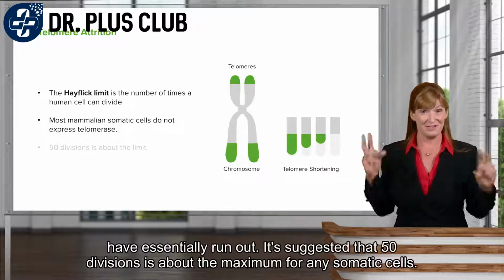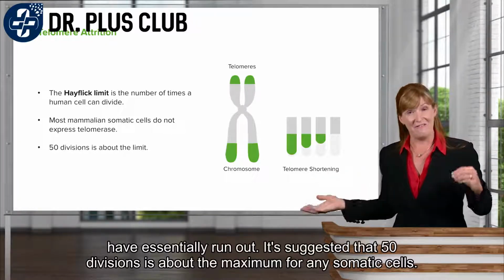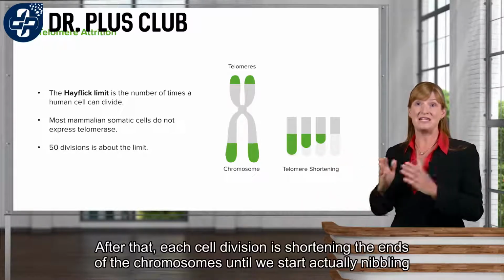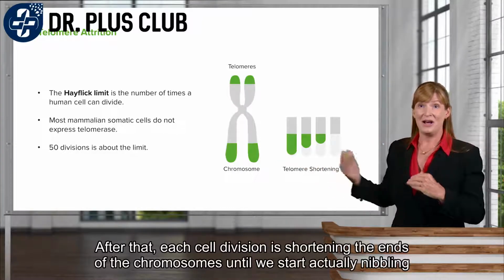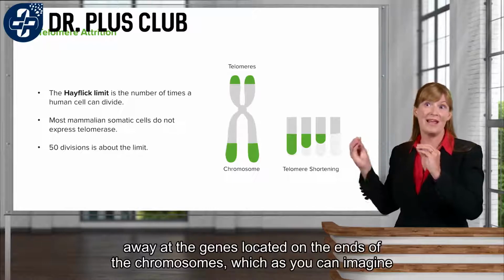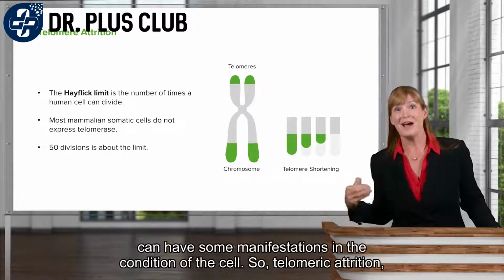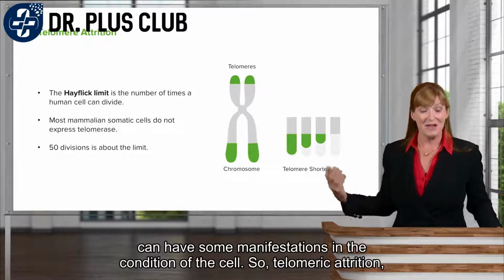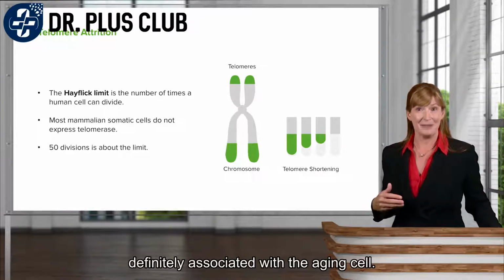Once the telomeres have essentially run out, it's suggested that 50 divisions is about the maximum for any somatic cell. So after that, each cell division is shortening the ends of the chromosomes till we start actually nibbling away at the genes located on the ends of the chromosomes, which, as you can imagine, can have some manifestations in the condition of the cell. So telomeric attrition is definitely associated with the aging cell.